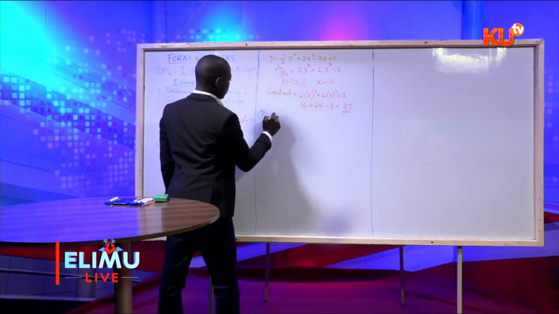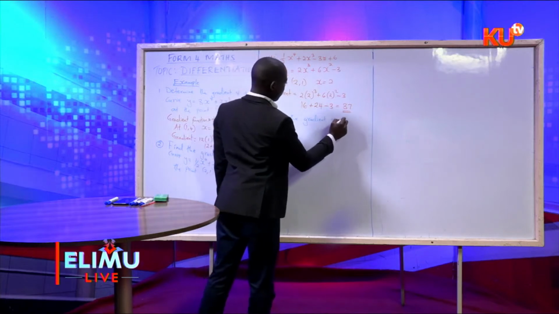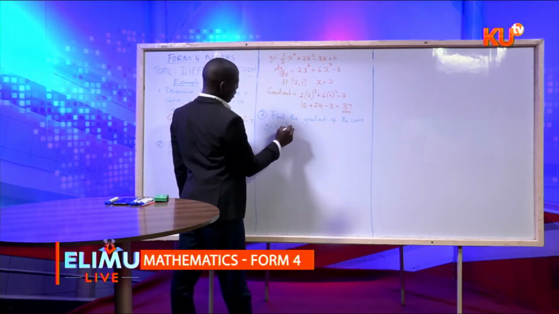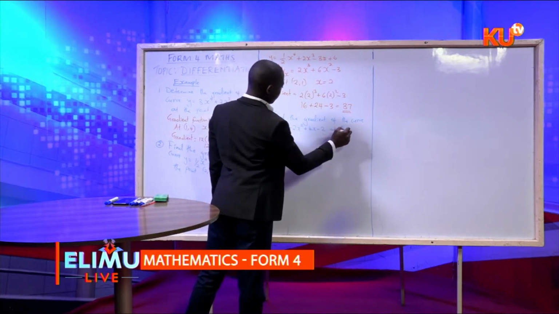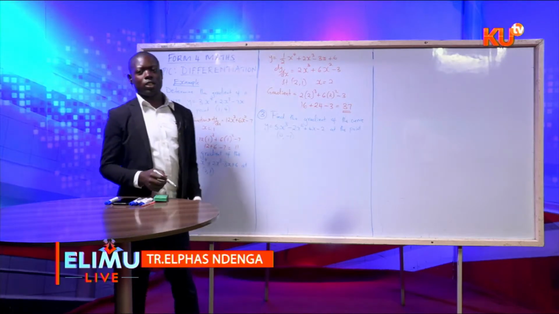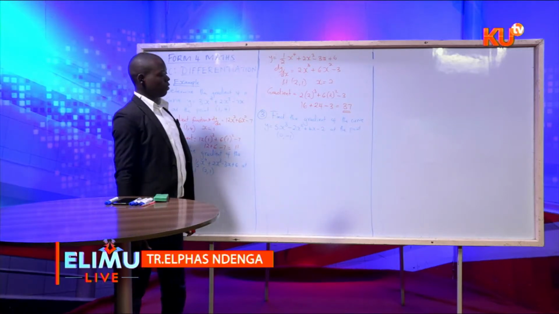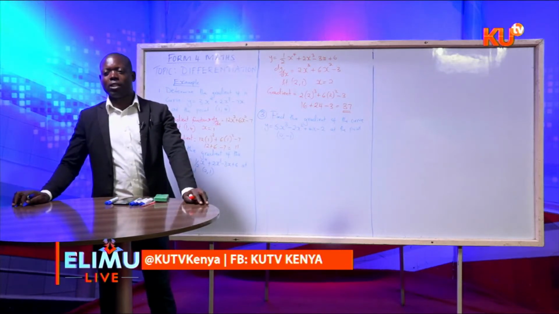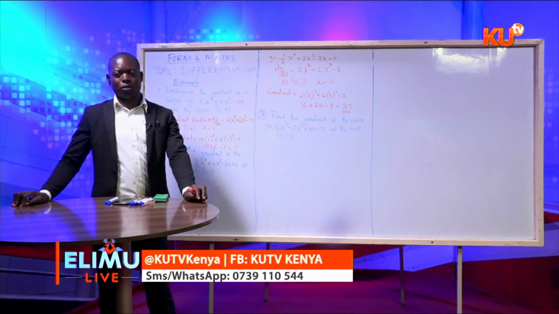Number 3, you are told to find the gradient of the curve y equals 5x power 3 minus 2x squared plus 4x less 2 at the point (0, negative 1). Students, let's try it on our own.